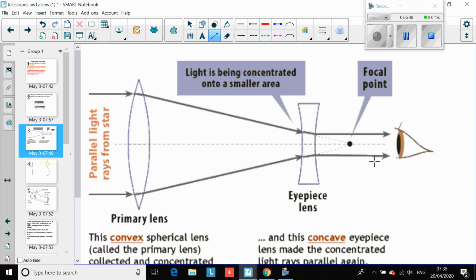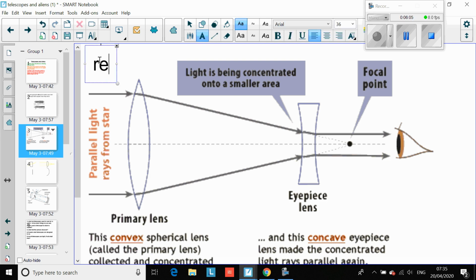So here comes the tricky part. What I would like you to do is spend about 5, 6, 7 minutes copying this diagram into your book of how a refracting telescope works. I'm just going to put the name up here for you.